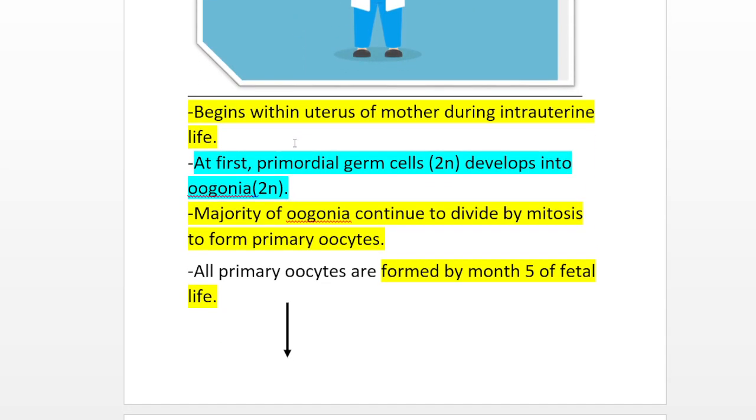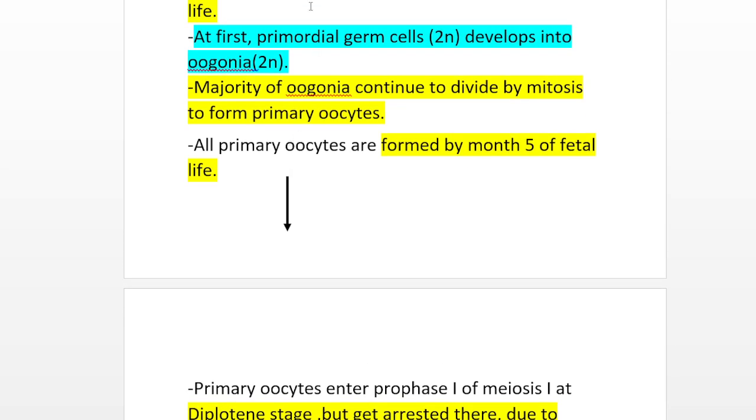So what are the different processes involved in oogenesis? At first, the primordial germ cell, 2n, where 2n represents the diploid structure, develops into oogonia. The majority of oogonia continue to divide by mitosis to form primary oocytes. All the primary oocytes are formed by month 5 of fetal life. To understand what a primordial germ cell is, you can watch my previous video in which I have already explained it. This means that no further formation of primary oocytes occurs after month 5 of fetal life in females.